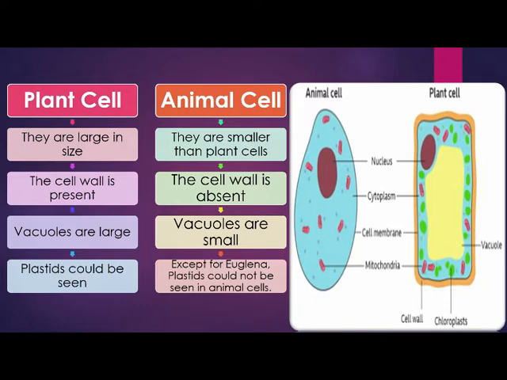Coming to the cell wall, it is always present in plant cells but not found in animal cells. In plant cells, vacuoles are large, but in animal cells they are very small. We can see plastids very easily in plant cells, but in animal cells we can't see plastids except for euglena. Plastids could not be seen in animal cells.